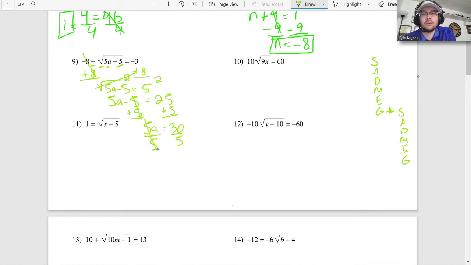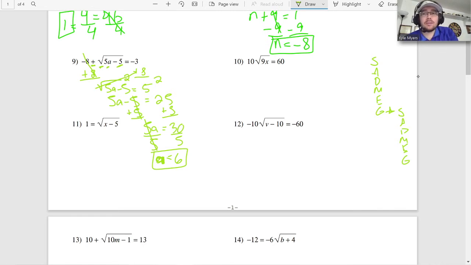This one was a doozy. 30 divided by 5 is 6. All right, that was a lot of steps. That was 4 steps, right? 4 operations, 4 steps, but still doable. You just got to follow SADMEP.